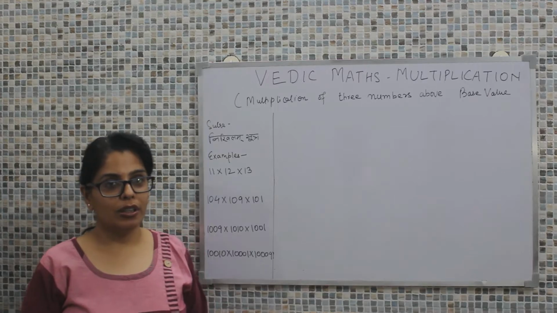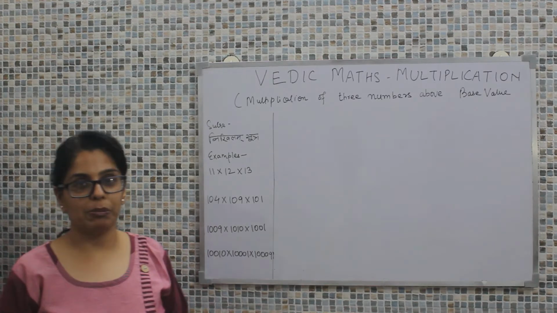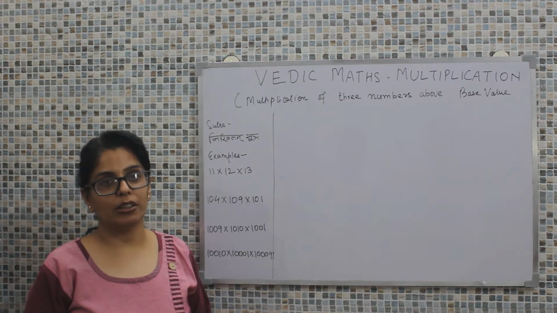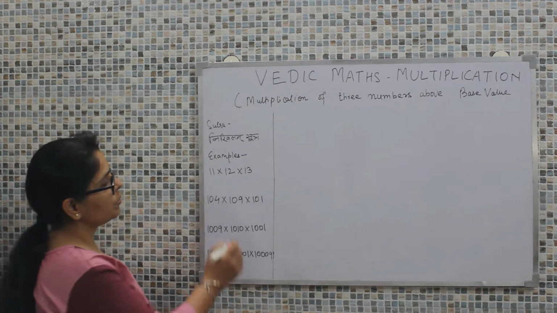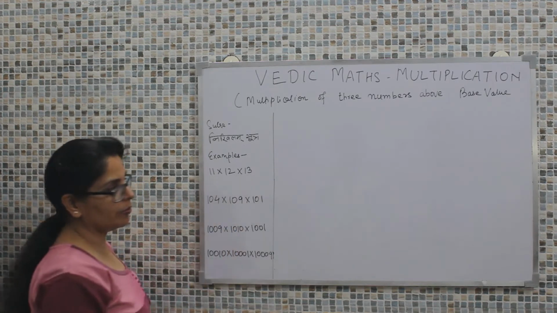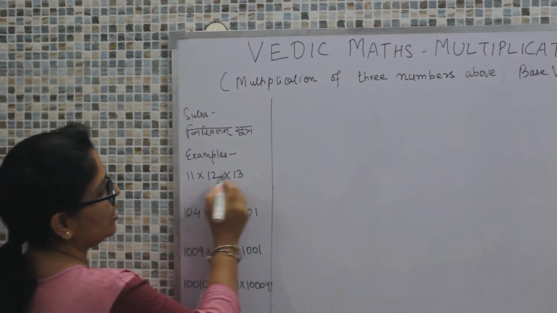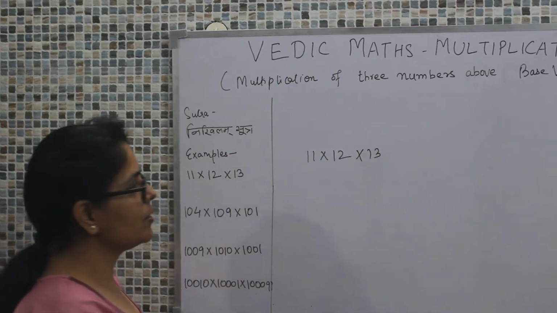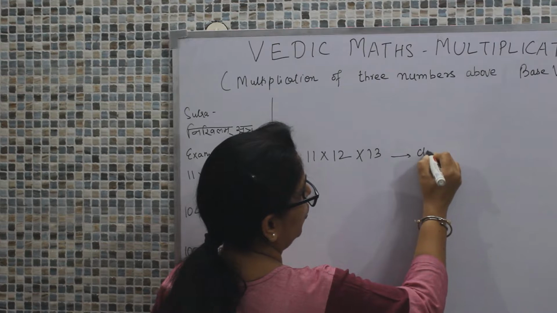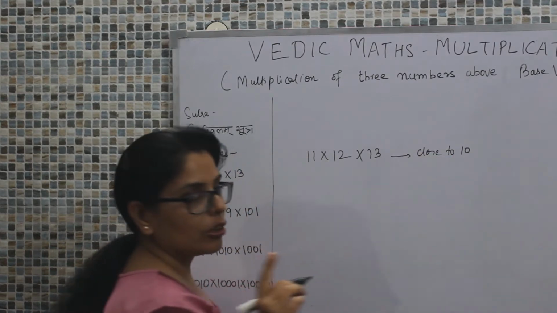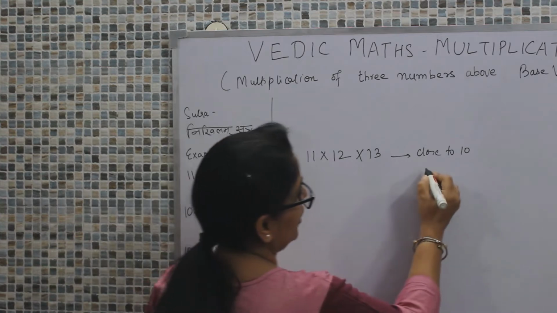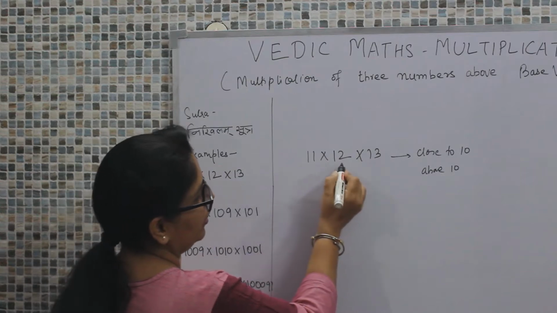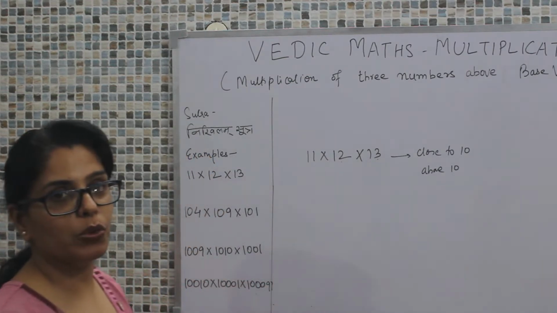Hello viewers, in this discussion we will be taking up multiplication using Vedic maths. Now looking at the examples we will be taking in this particular discussion, suppose we have 11 into 12 into 13. As we see, all these numbers are close to 10, in fact exactly above 10. This number is 1 more than 10, this is 2 more than 10, this is 3 more than 10.